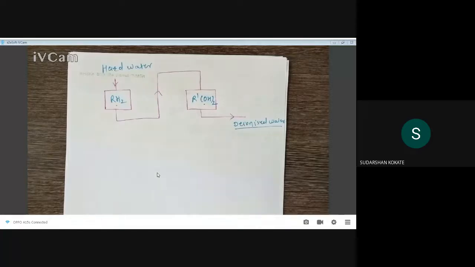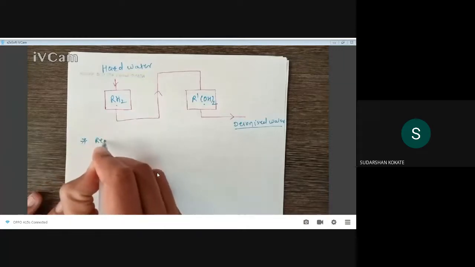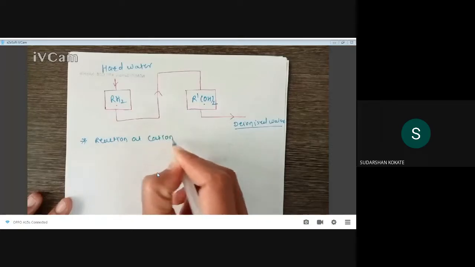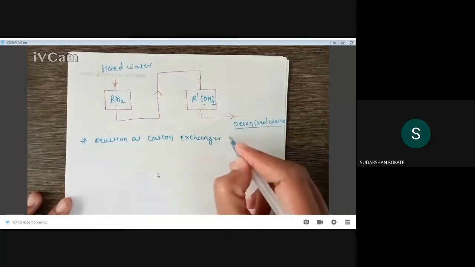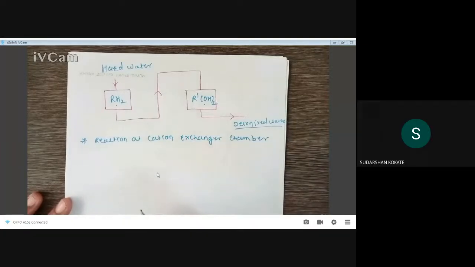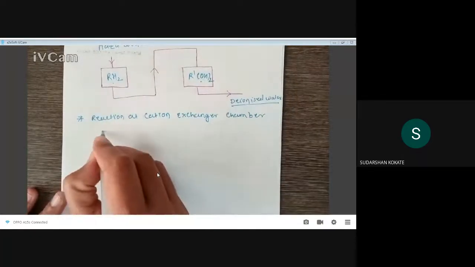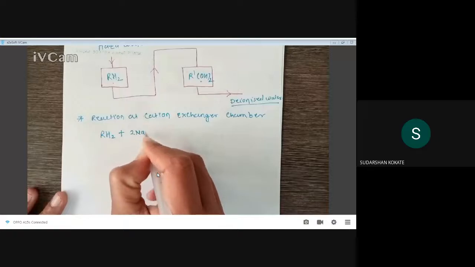Now, reaction at cation exchanger chamber. In case, suppose sodium chloride, calcium chloride, magnesium chloride, magnesium sulfate, this kind of impurity, if it is present in your water sample. So this is RH2 plus 2 Na plus, right?